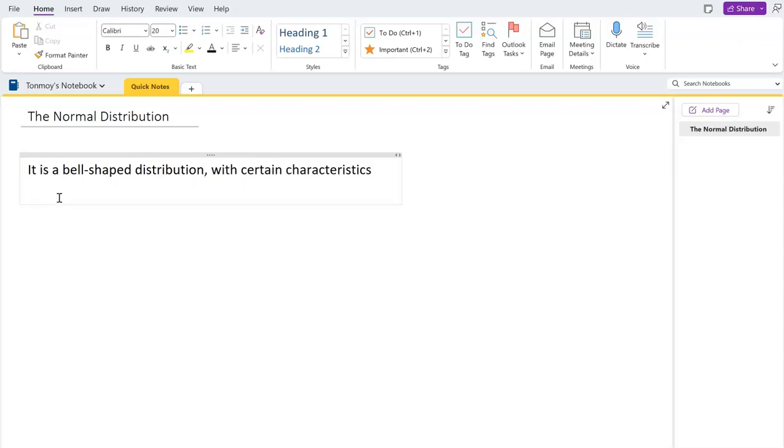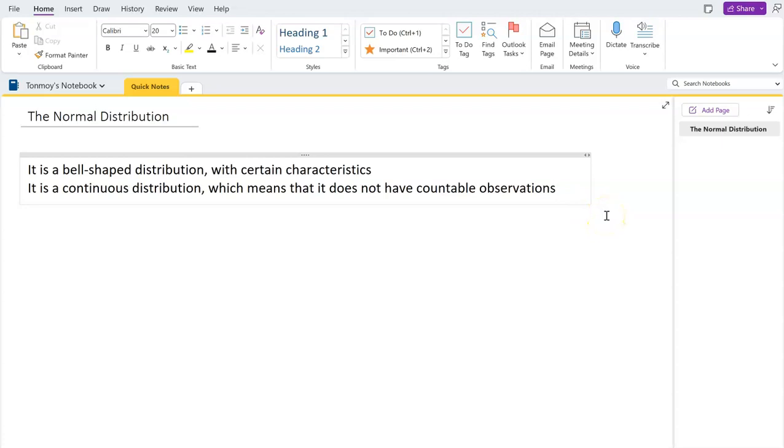We say that the normal distribution is actually a continuous distribution, and this means that it doesn't have any countable observations. So if we list all the numbers, we may not be able to count every one of them. This is different from a discrete distribution, because in discrete distributions, we could count the number of observations we have and we could see their probabilities. In a continuous distribution, each observation is so numerous that we may not be able to count the number of observations we have.